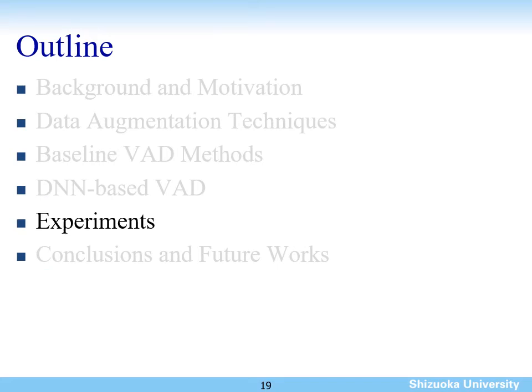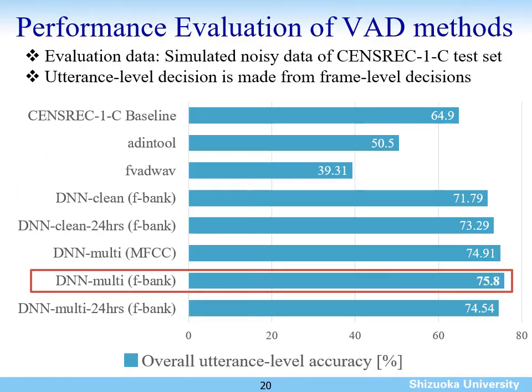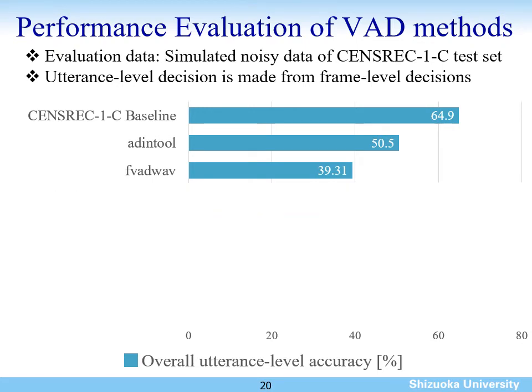Now, moving to the experiments. In this slide, I will explain the utterance level performance of VAD methods. Here, utterance level decisions are made from frame level decisions. First, performance of baseline methods. Among the three baseline methods tested on the SenseRec 1C test set, simulated test data, the SenseRec 1C baseline performs the best. The other two methods do not perform well in the presence of noise.